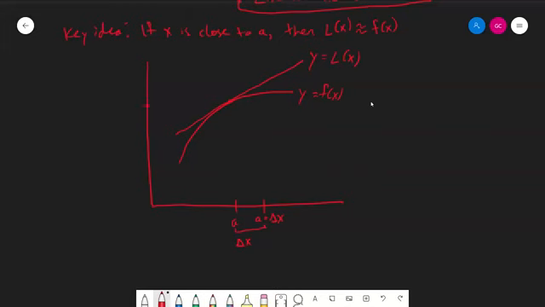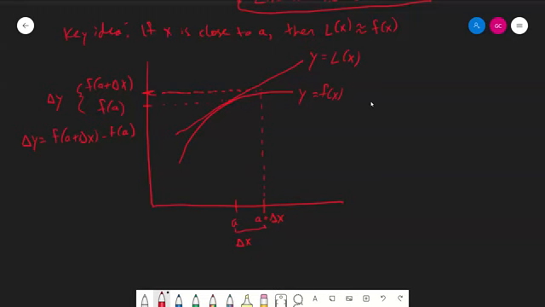Now the original point was right here at a height of f of a. And this new x value corresponds to a new y value, right? f of a plus delta x. And the distance between those two points, well, that's a difference of y values, right? So delta y, in other words, is f of a plus delta x minus f of a.